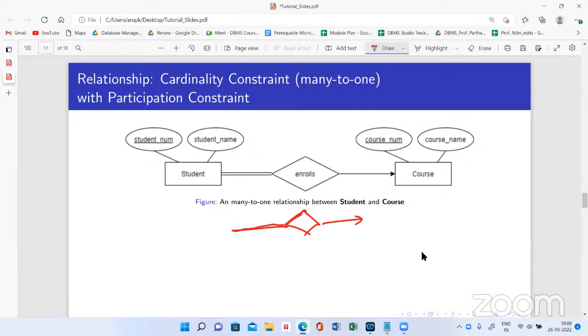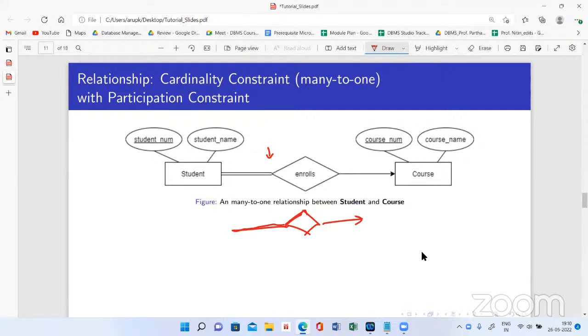But now if I put this double line, what does it mean? A student will have at least one course. At the same time, a student can have at most one course. This double line says at least, this arrow says at most. That means a student can have exactly one course. That's the idea. But a course can have any number of students. Please check whether it is correct or not.